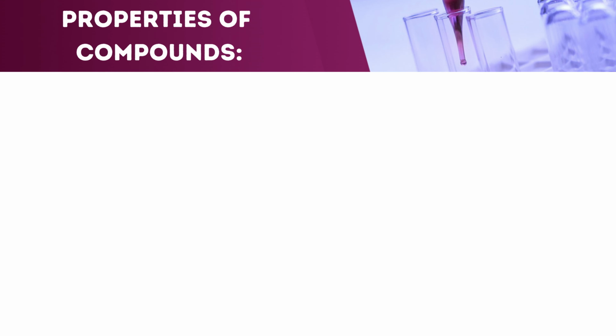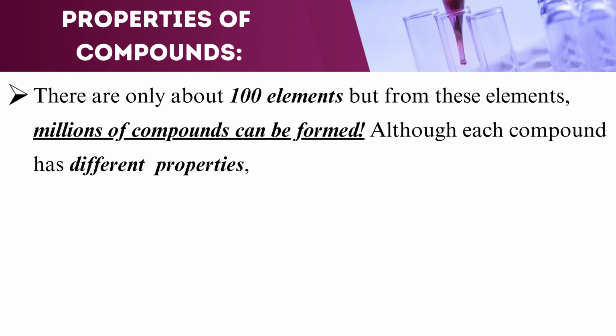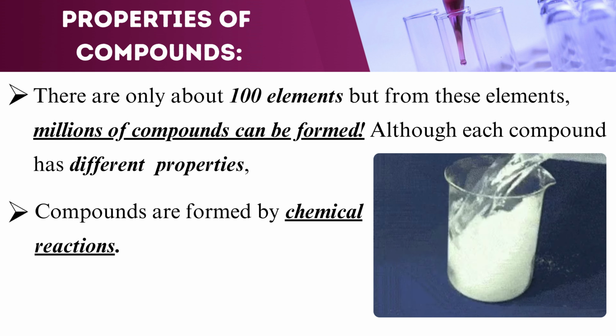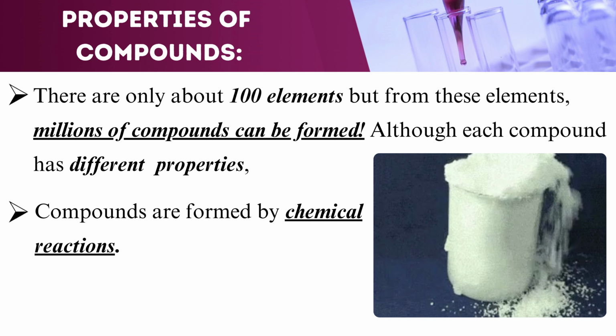Now we'll talk about the properties of compounds. There are only about 100 elements, but from these elements millions of compounds can be formed. Although each compound has different properties, compounds are formed by chemical reactions.